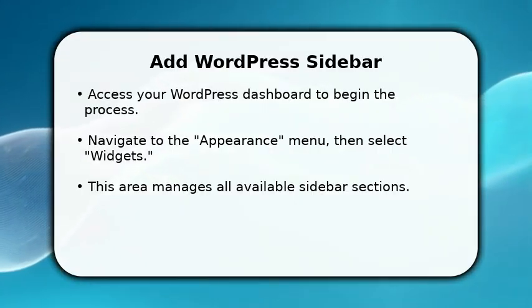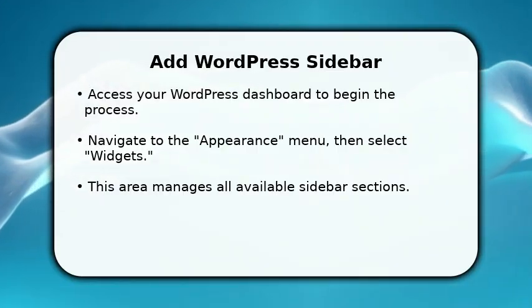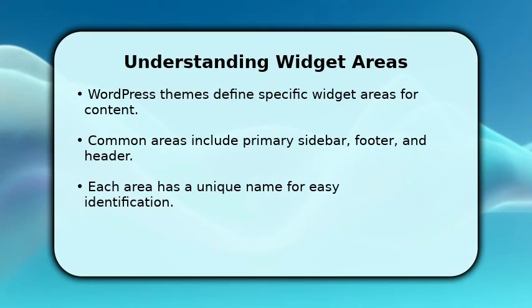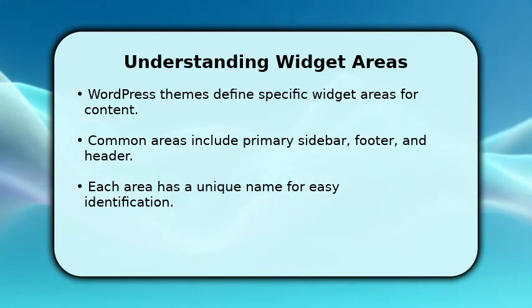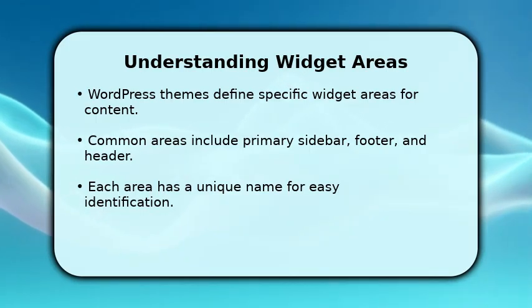This section is your central hub for managing all the dynamic content areas on your website, including your sidebars. It's where you'll find all the tools to customize your site's layout. Once you're in the Widgets screen, you'll see two main sections. On the left, there's a list of available widgets, and on the right, you'll find your widget areas.